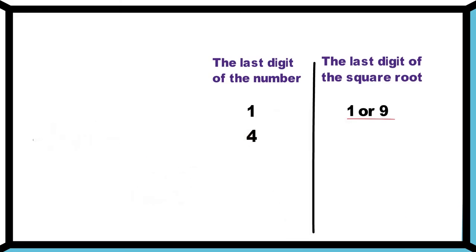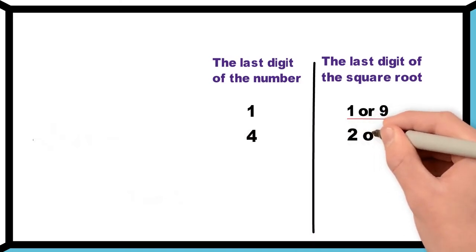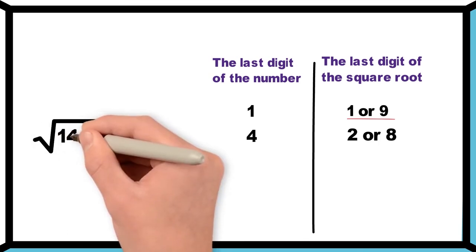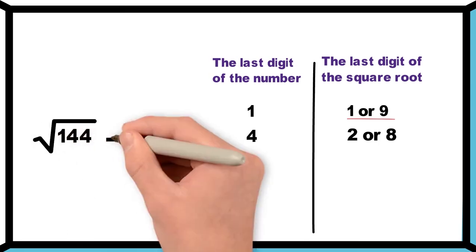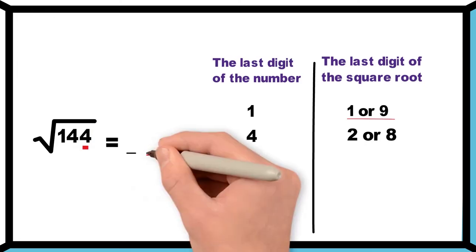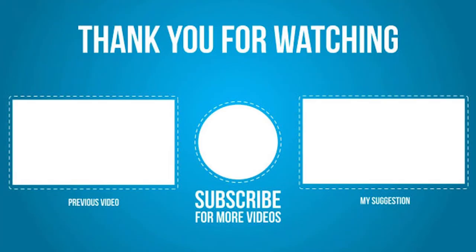Similarly, if the last digit of the number is 4, then the last digit of its square root will be 2 or 8. Let's take an example. Square root of 144. The answer will take 2 places. As the last digit of the number is 4, the last digit of its square root will be 2 or 8.